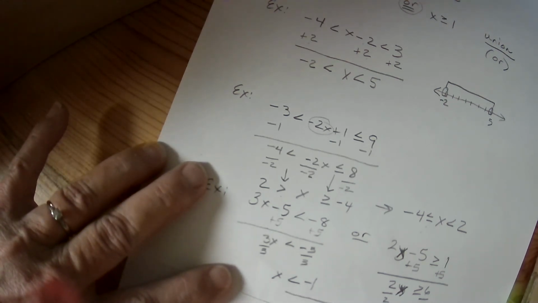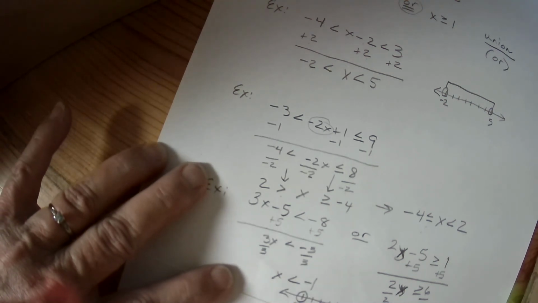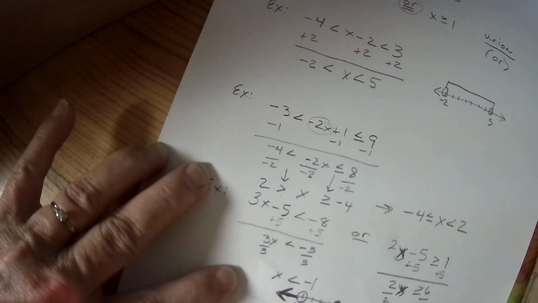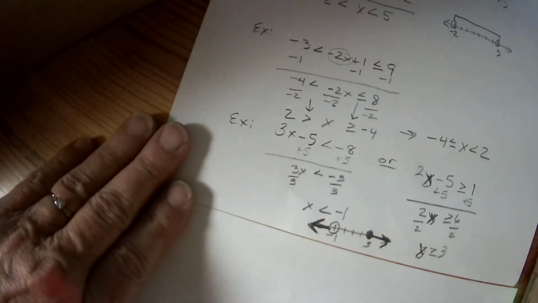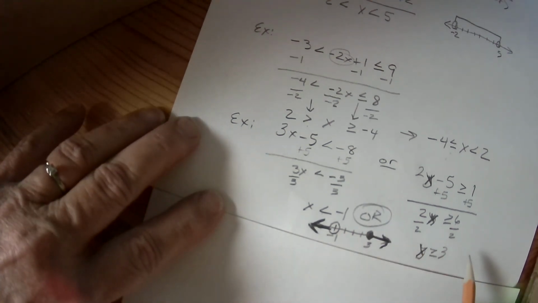Alright, let's go ahead and graph this on a number line. There's 3, 2, 1, 0, -1. So either x is less than 1, the circle's open because it doesn't say or equal to, or x is greater than or equal to 3. And this is what our solution would look like, because this is an or situation.